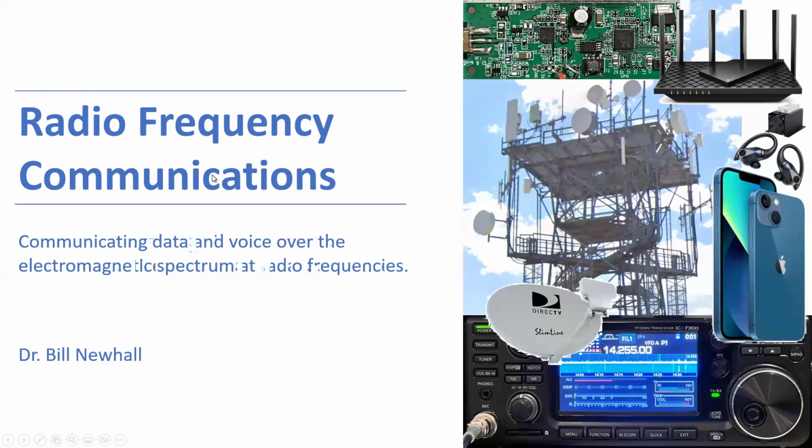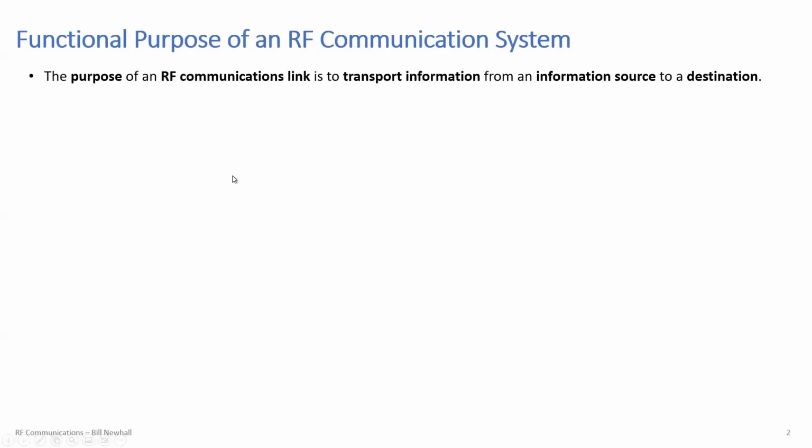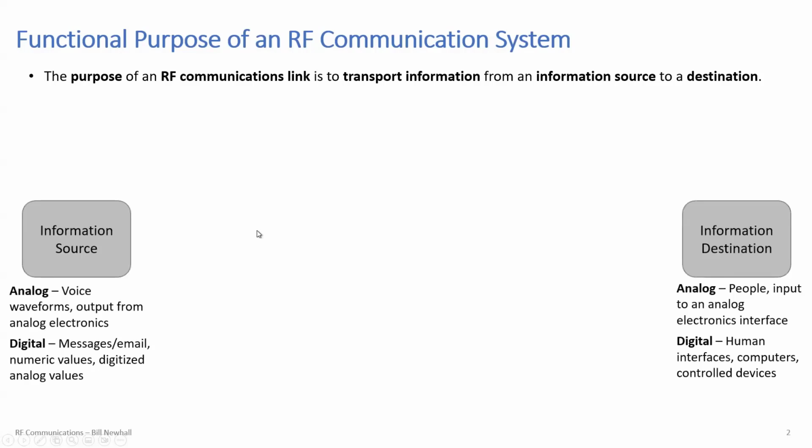Let's start off with the purpose of an RF communication system. Like functionally, why are we using these systems? So the overall purpose of a communication link that uses RF is to transport information, right? You have information at some point, you want to get that information to another point. And the starting point is your information source, and the end point is your information destination, right? So let's draw a cartoon here with a source and a destination.